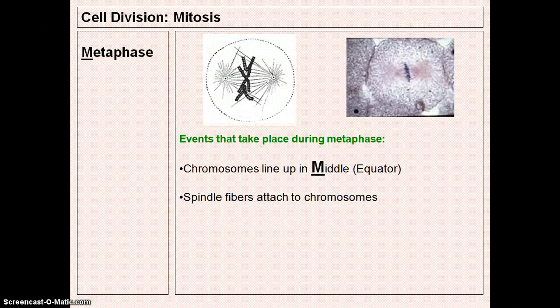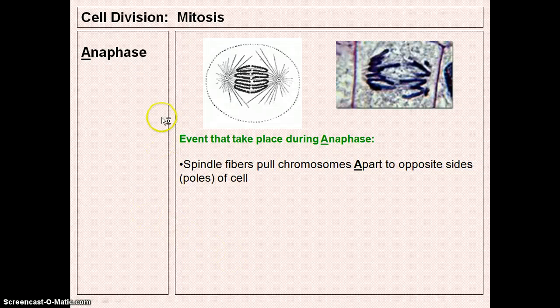Okay, metaphase. This is an easy one to remember because the chromosomes line up in the middle. So middle for metaphase, or sometimes they call it the equator, and the spindle fibers attach to the chromosomes. Can you guess what the spindle fibers are going to do? It's the spindle fibers that are actually going to pull the chromosomes apart.